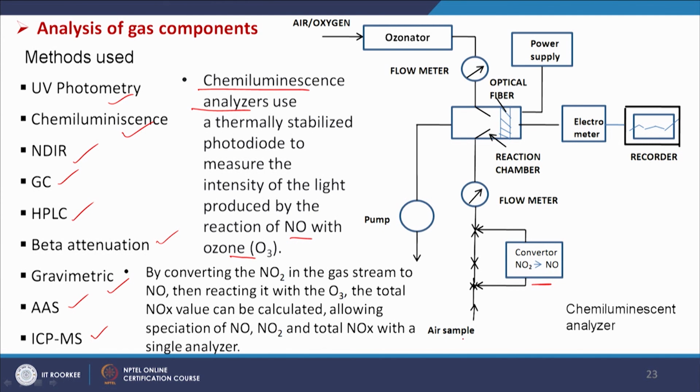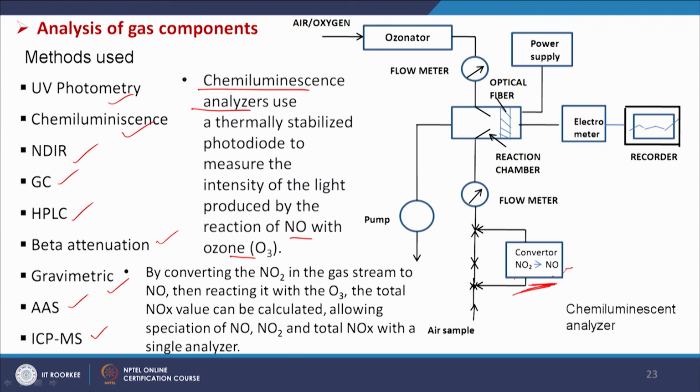As shown in this figure, NO2 is converted to NO. So, NO goes there and ozone is provided. NO will react with ozone and give light. When we do not make this conversion, NO and NO2 both go in, but only NO will give the intensity of light. But when we do this reduction, all the NOx present is in the NO form and will give more intensity. So, in this case we get total NOx, and if we do not do this reaction, that will give only NO. The difference will give us NO2.